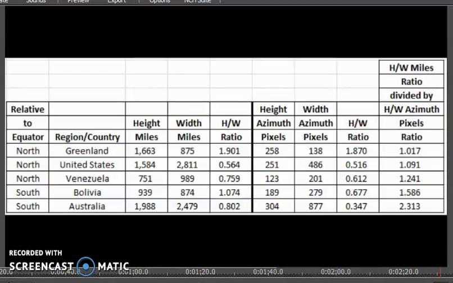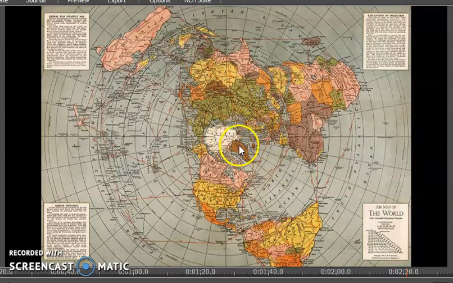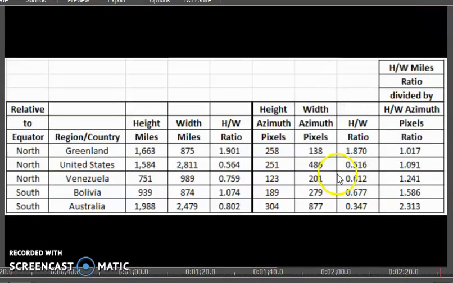However, on the azimuth, when doing the same thing, Greenland, height, width, 1.9. Height in pixels on the azimuth, 258 divided by 138 gets 1.870. So this number divided by this number is 1.017. So you'll notice as moving from the north to the south, so Greenland's most north, then United States, Venezuela, Bolivia, and then Australia, you will notice that this number keeps increasing.